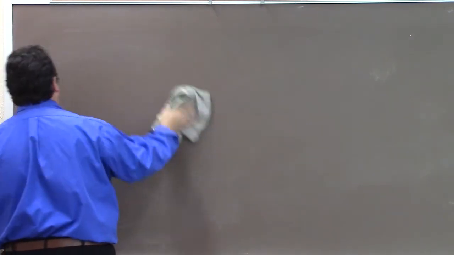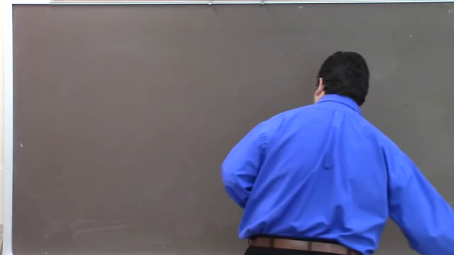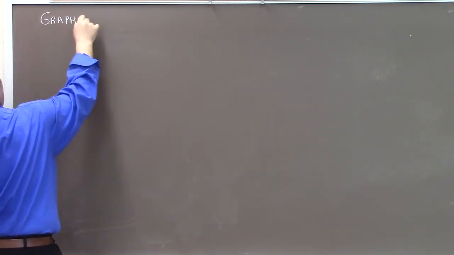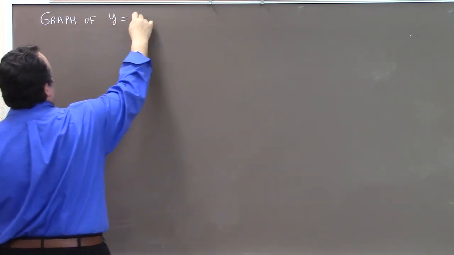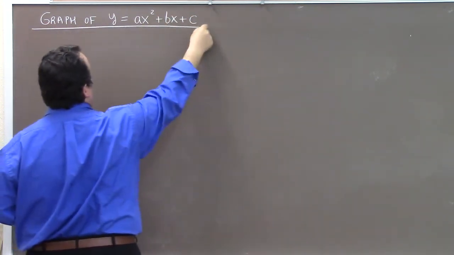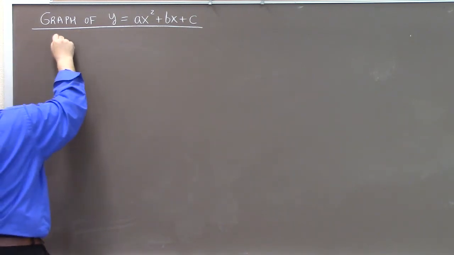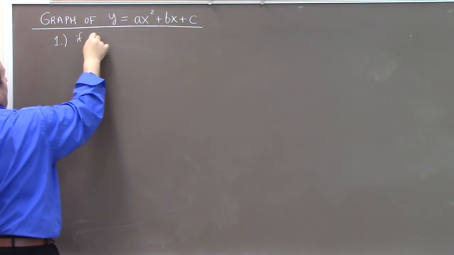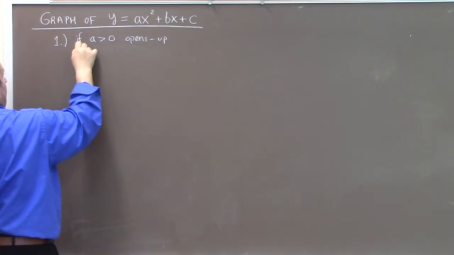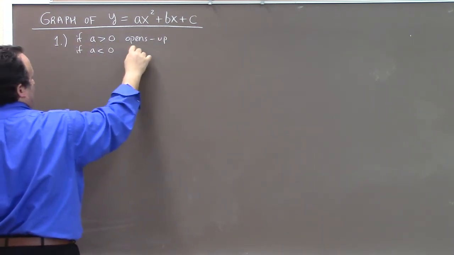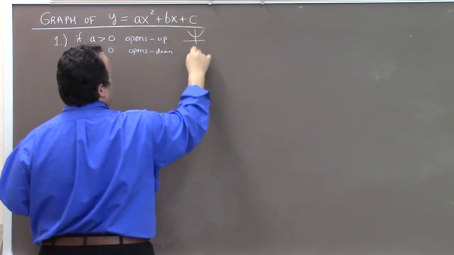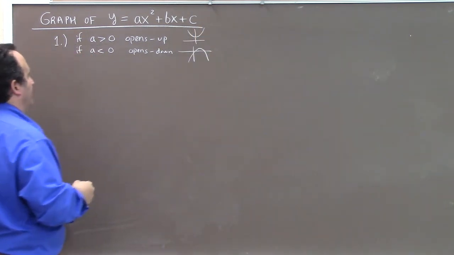Let's talk about the graph of a quadratic. So what can you say about the graph of y equals ax squared plus bx plus c? First of all, here are some generic comments. Number one, if a is greater than 0, it opens up. If a is less than 0, it opens down. In other words, it looks kind of like this, or it looks kind of like that.